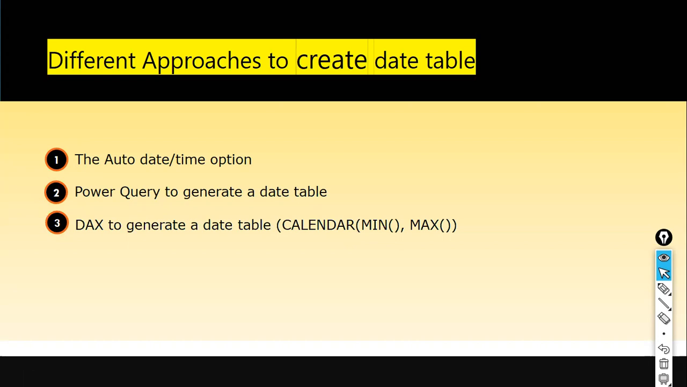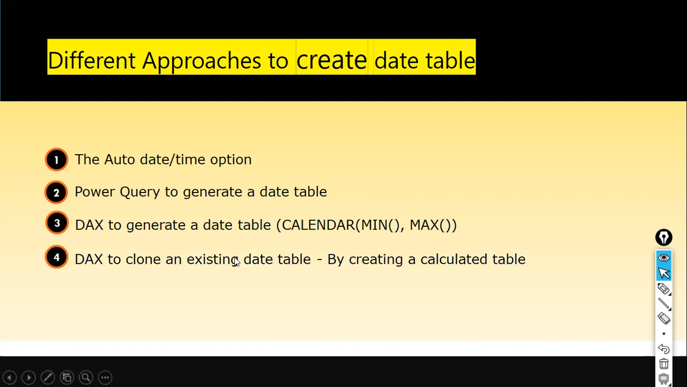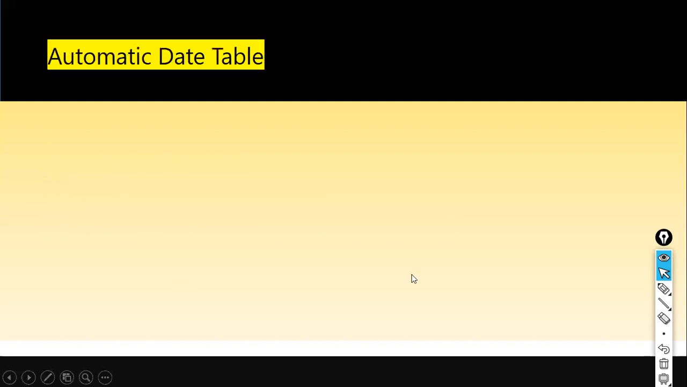And apart from this, you can take a clone. For example, if you already have a date dimension available and you want to clone it, you can clone it using the ALL function. There is something called the ALL function, and that is what you can do. Now the next thing is the other option. This is what I discussed.